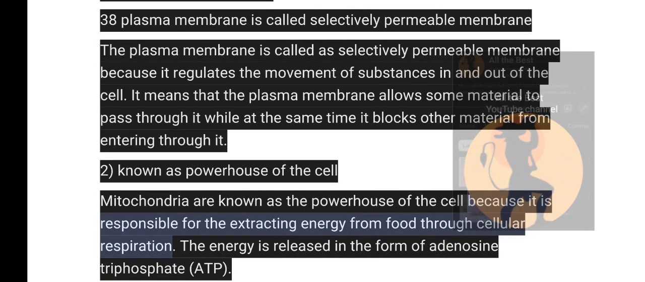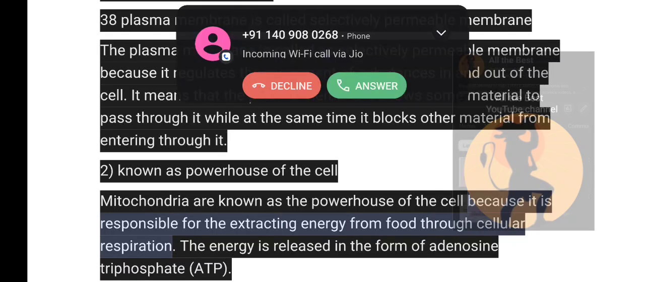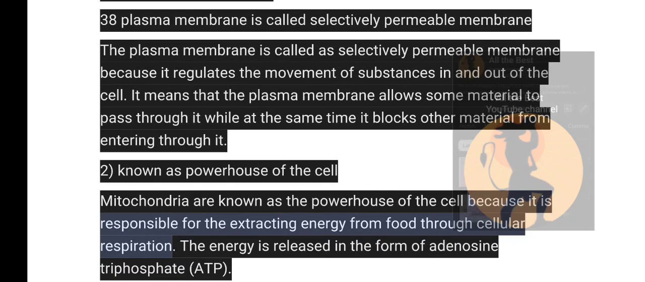So 38th question, why is the plasma membrane called a selectively permeable membrane? So the answer comes like this. A plasma membrane is called a selectively permeable membrane because it regulates the movement of substances in and out of the cell. So it allows only suitable materials to come in and out of the cell. So it means that the plasma membrane allows only some materials to pass through it, while at the same time it blocks other materials from entering through it.